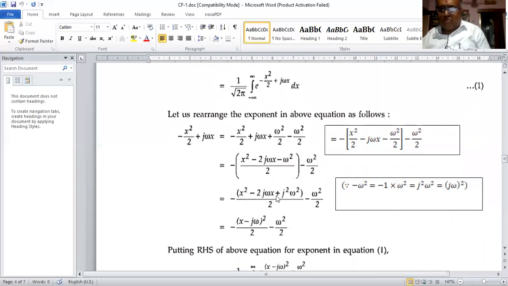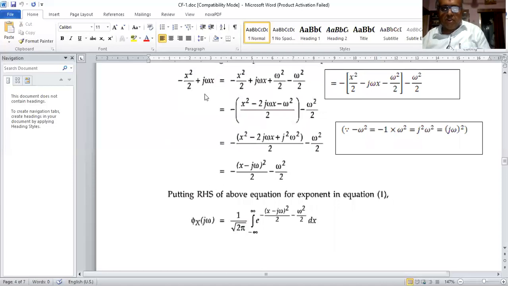A squared minus 2ab plus b squared, where a is equal to x and b is equal to j omega, so that's why a minus b the whole squared. So x minus j omega the whole squared by 2 preceded by a minus sign. Don't forget to write this minus sign. Very, very important thing: this minus omega squared by 2 remains as it is.